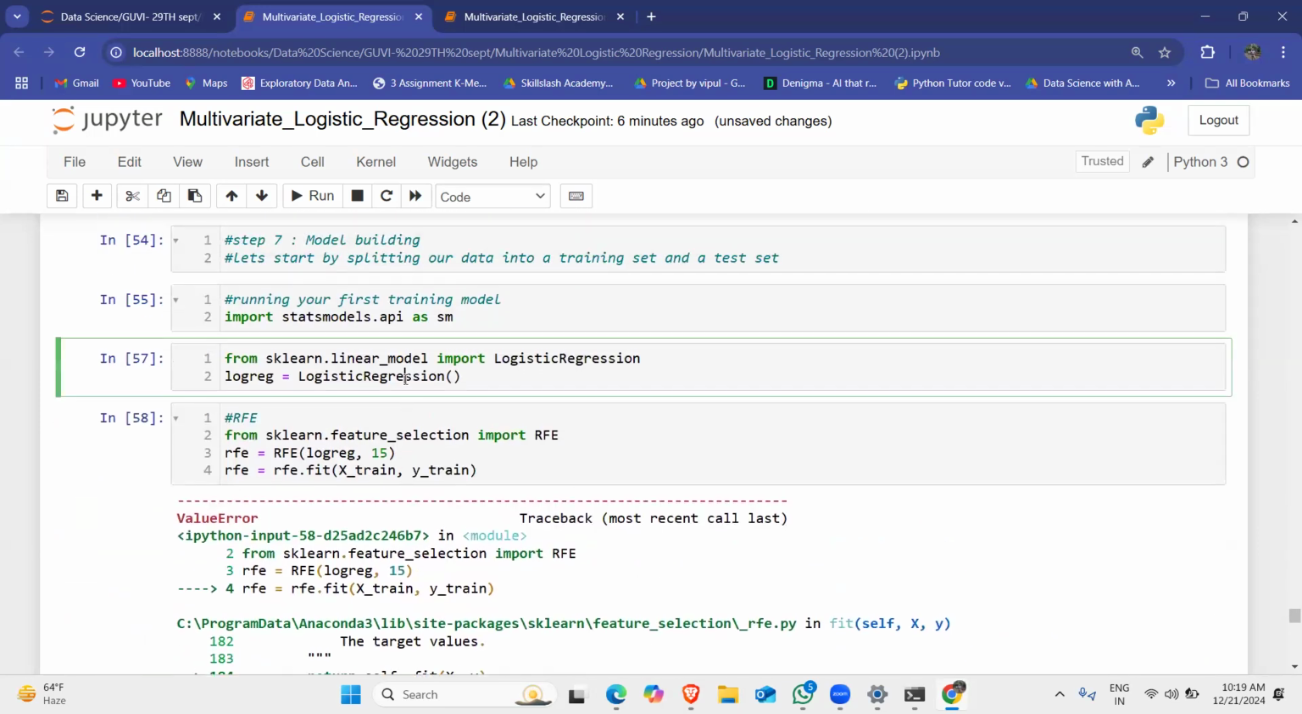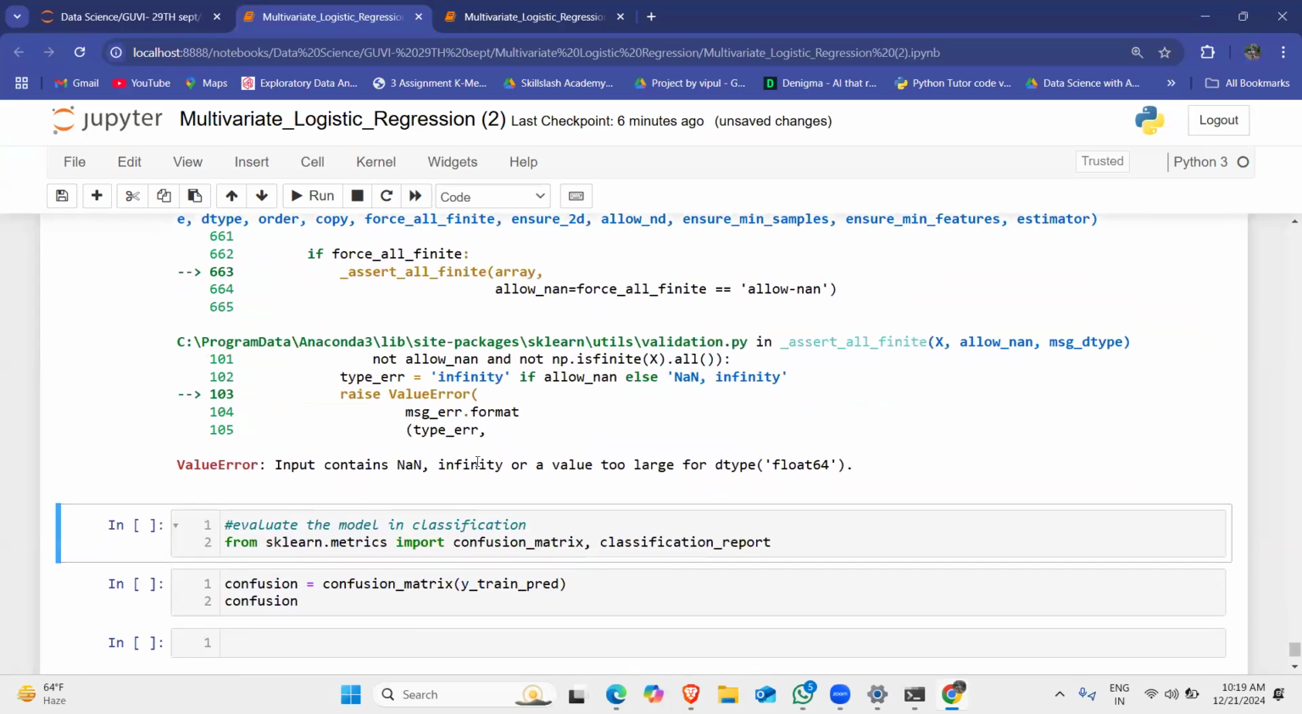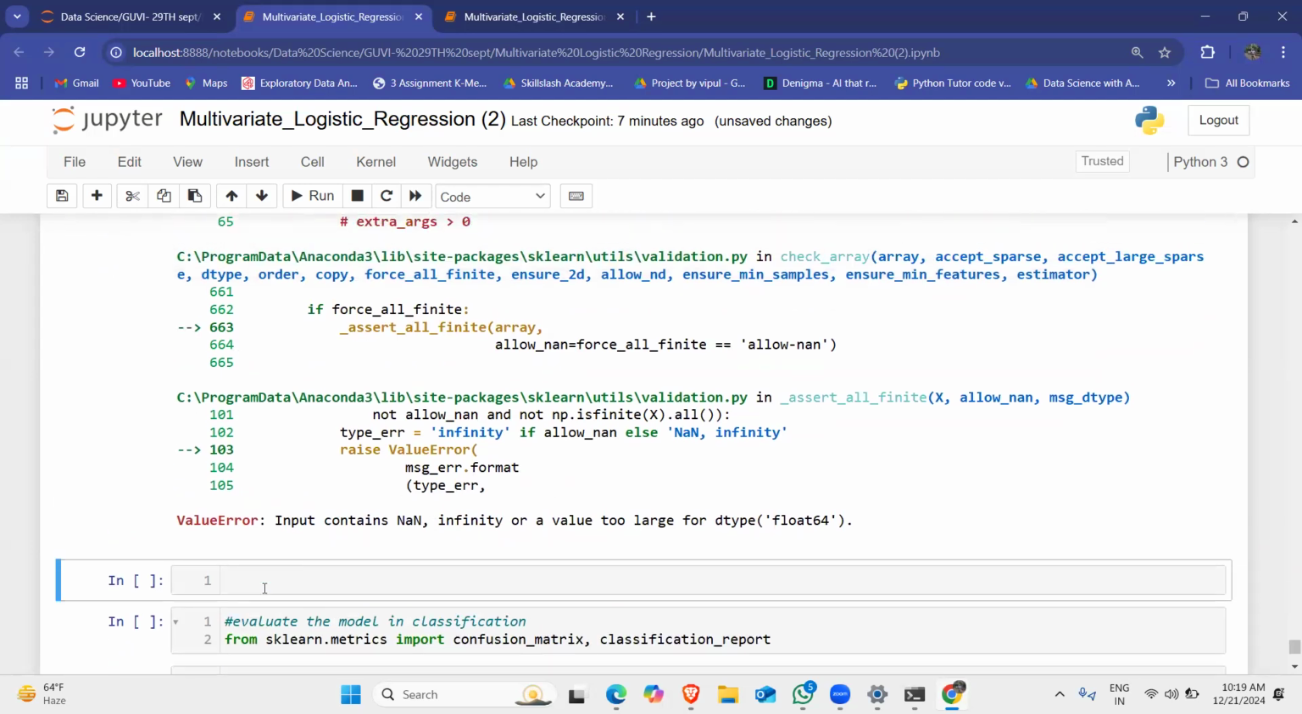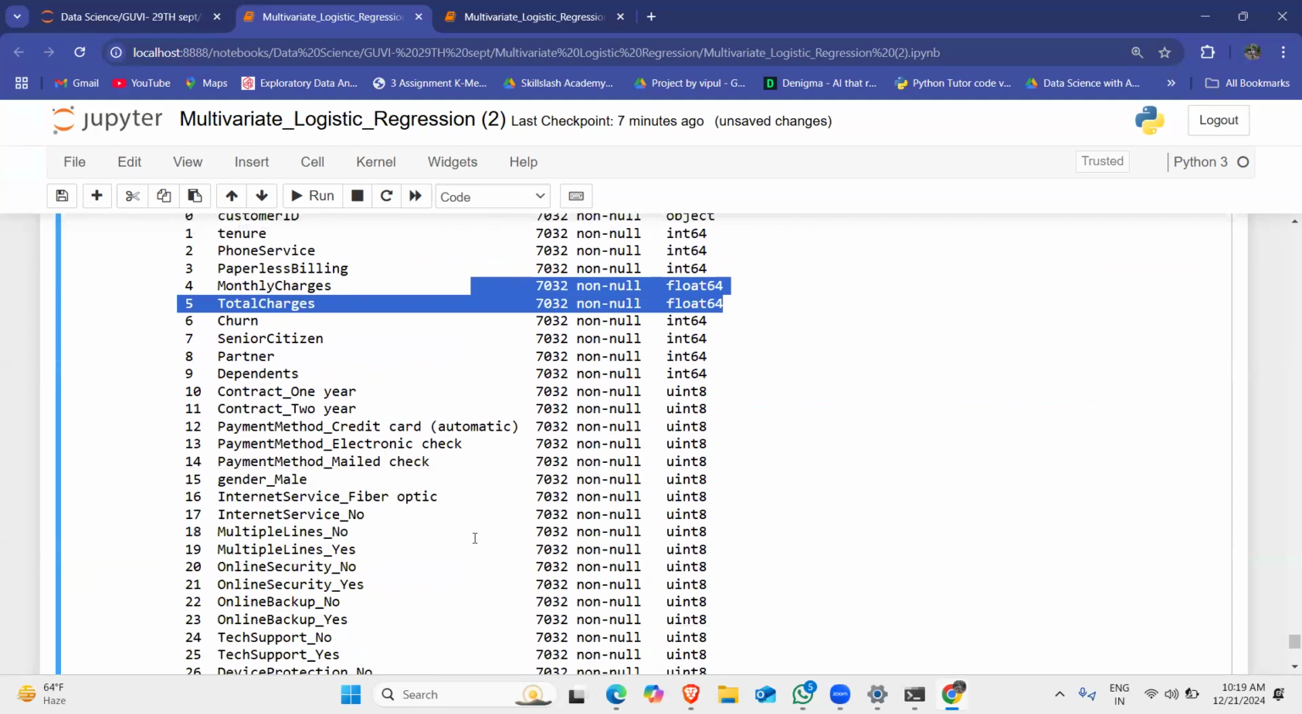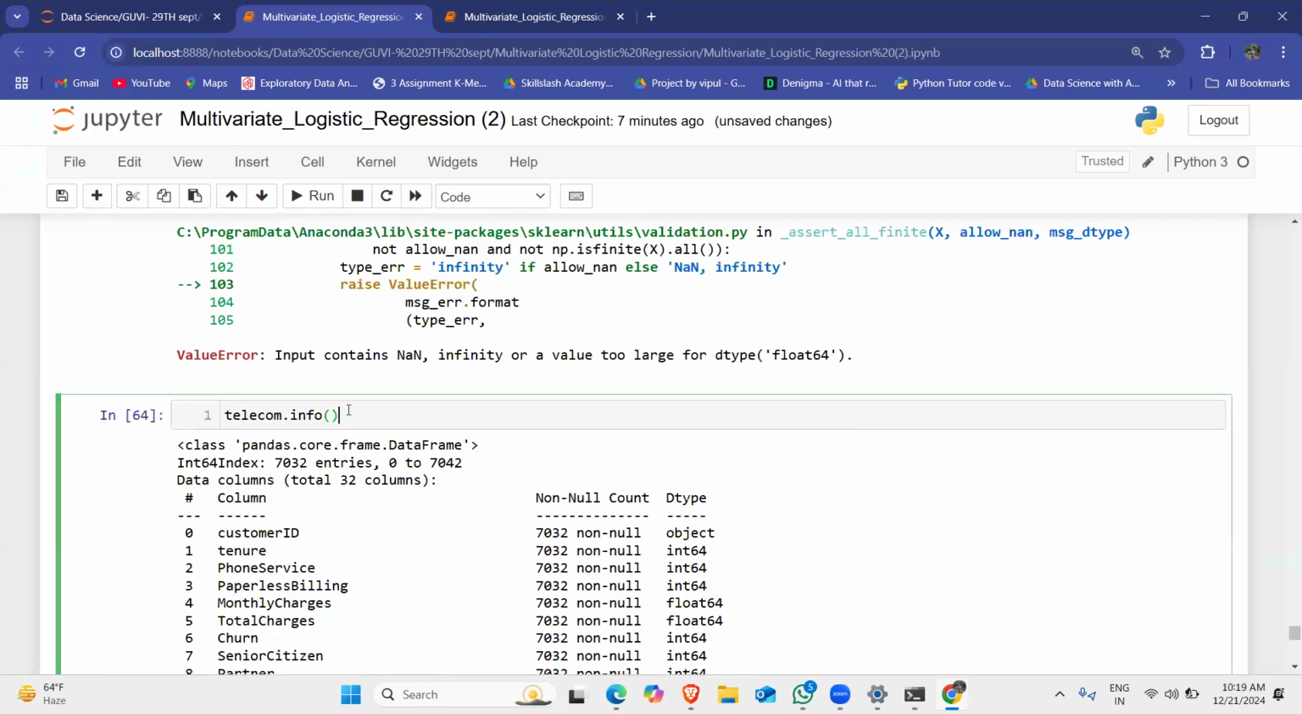Now if I just try to fit this, let us try to fit this RFE. And what does it say? It says null value or a value too large for data type float64. Okay, we have float64. That is too large. Let us check the data type. Telecom.info. Float64 is for monthly charges and total charges. We need to convert that into integer.